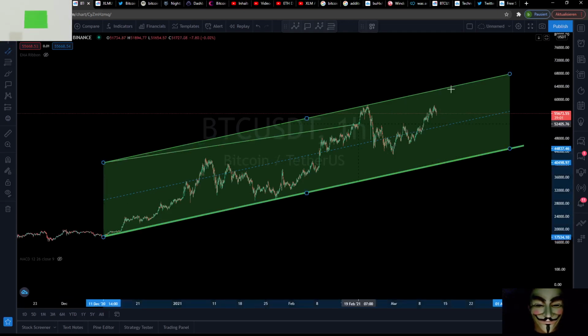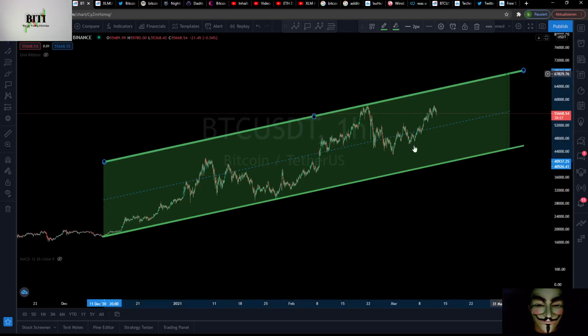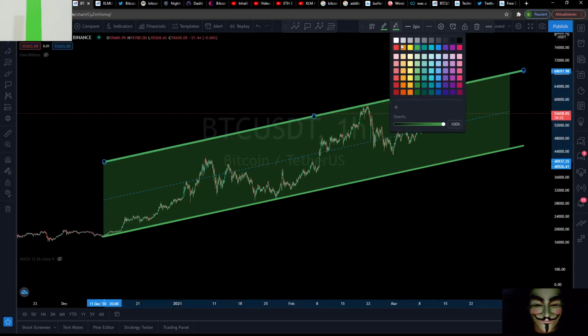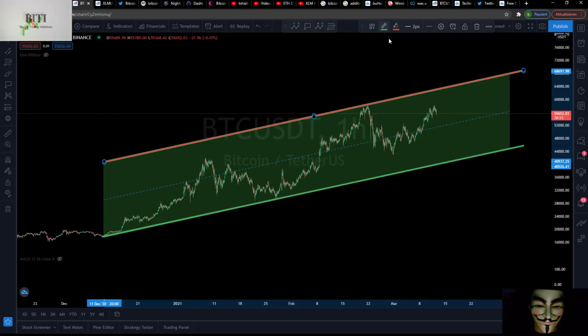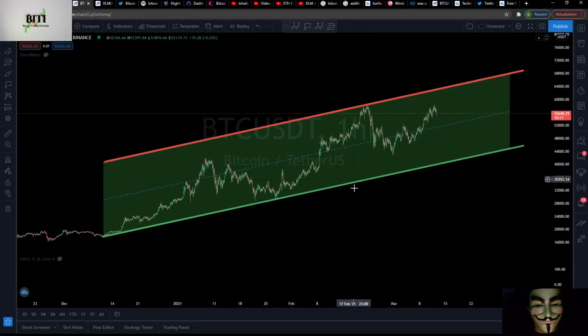The resistance is always this uppermost line of my trend line or of my parallel channel here, and it's now acting as a resistance like this. We will make it red, so you can see it on this uptrend channel. You have always on the downside a green support, and you have always on the upside a red resistance. And the middle line, guys, is working as a resistance or as a support. It depends on where Bitcoin is at the moment.